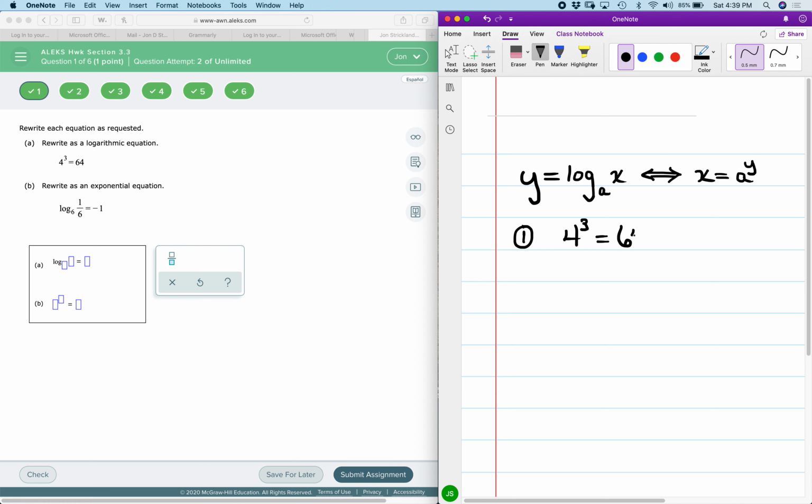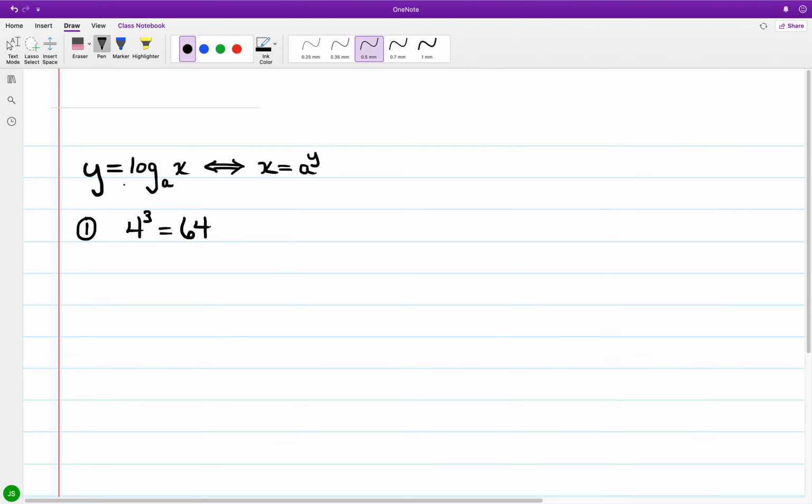Looking at the relation between exponents and logarithms, we have y is equal to the logarithm base a of x if and only if x is equal to a raised to the y. So for x, a, and y, we're looking at the exact same terms. This is the logarithmic statement, and we have the immediate corresponding exponential expression. Now in part A, we have 4 to the third is equal to 64.